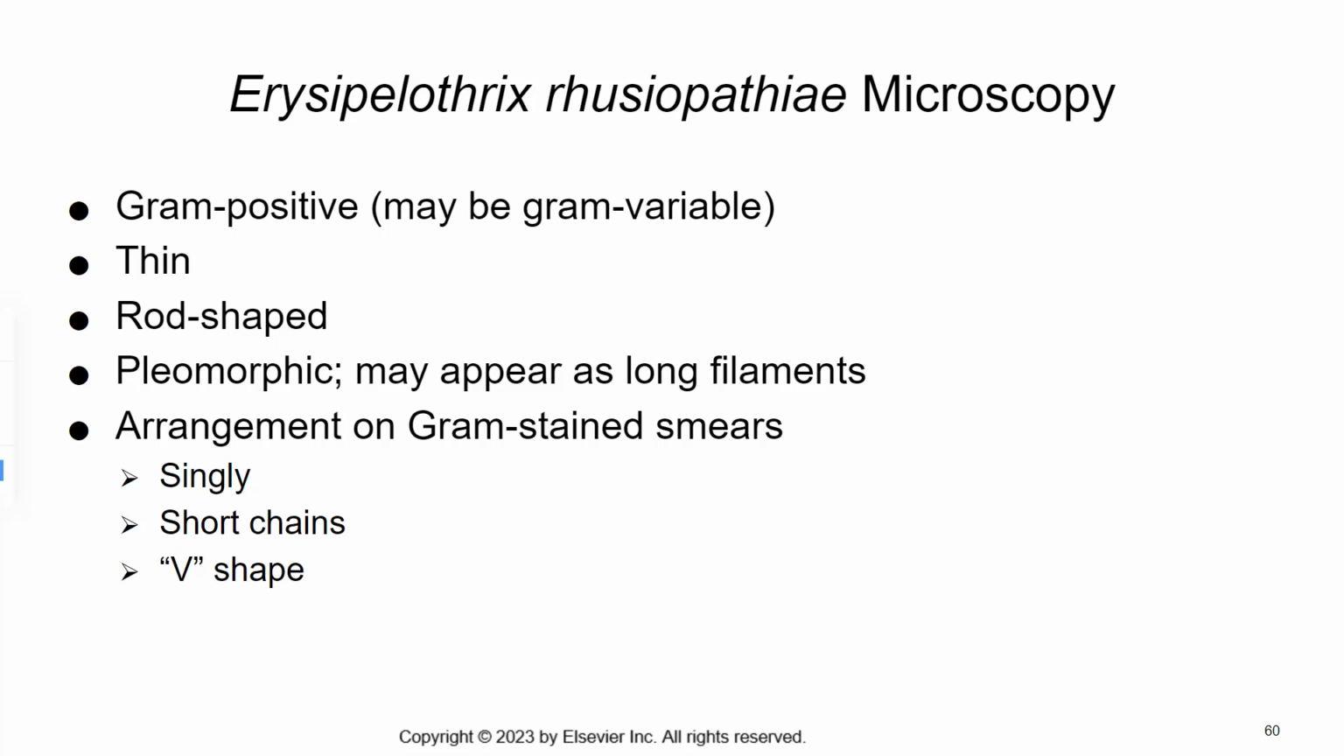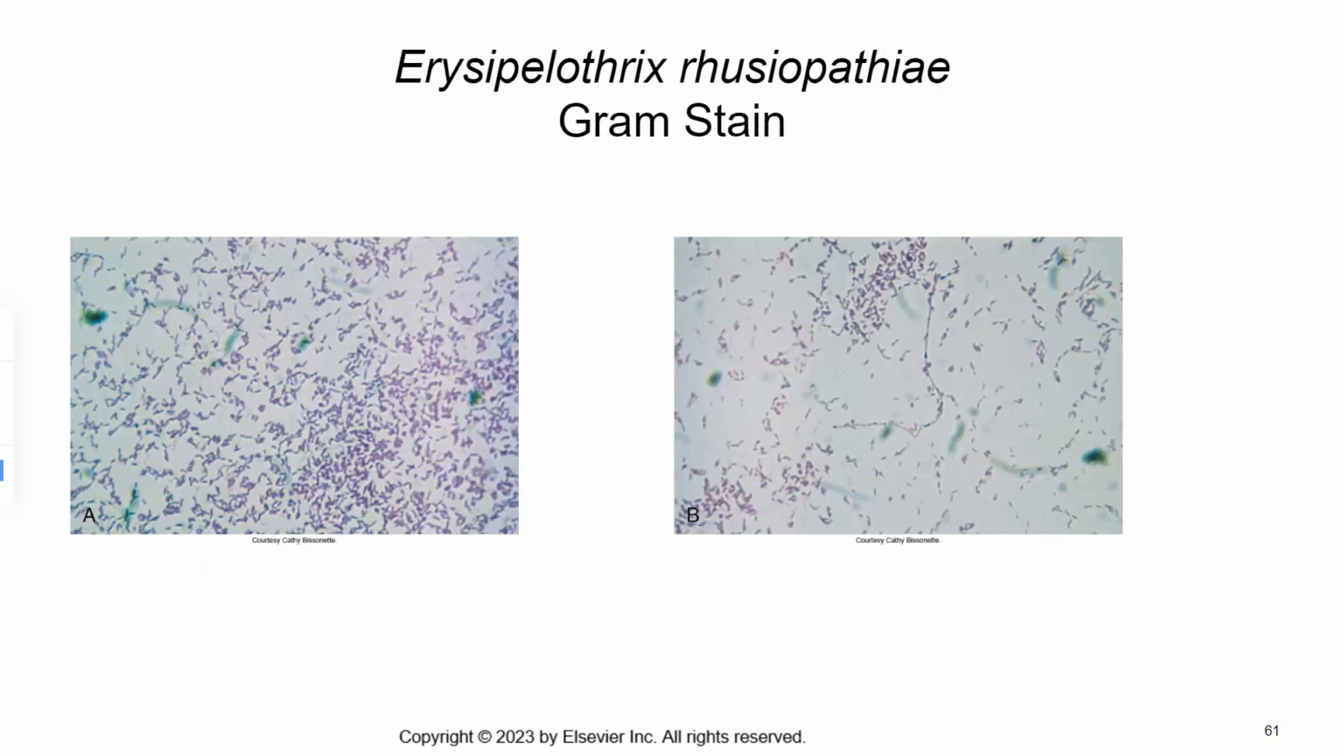Gram-positive, thin, rod-shaped, pleomorphic. Arrangement on Gram smears would be singly, short chains, or V-shaped. And this is what it looks like under the microscope.